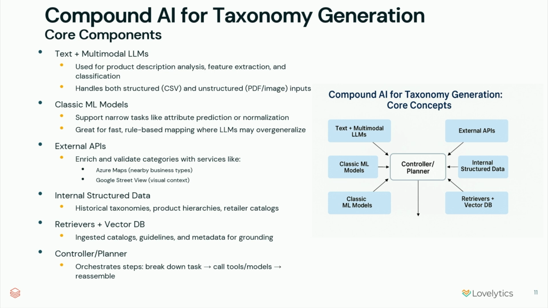Now, as your data gets bigger, you may want to use retrievers and vector databases to do semantic search to supplement and provide those rules at inference time. And of course, all these are multiple pieces. They have to be stitched together by a controller or planner block. This is the orchestration of all these different components, taking your input and getting those intermediary predictions until you get your final combined prediction.